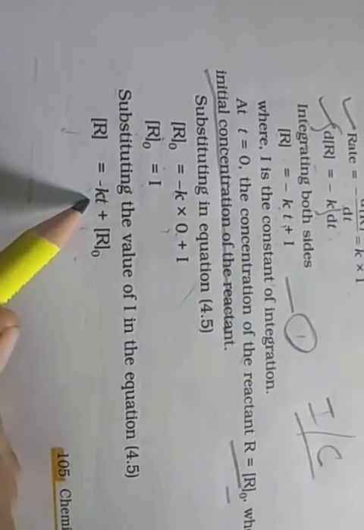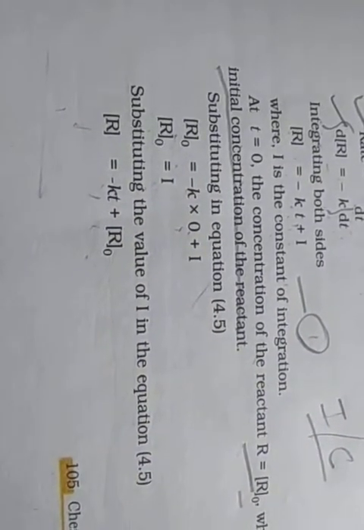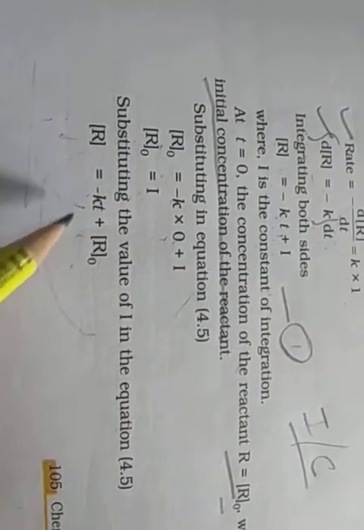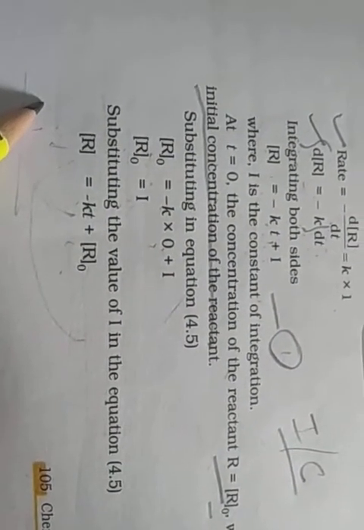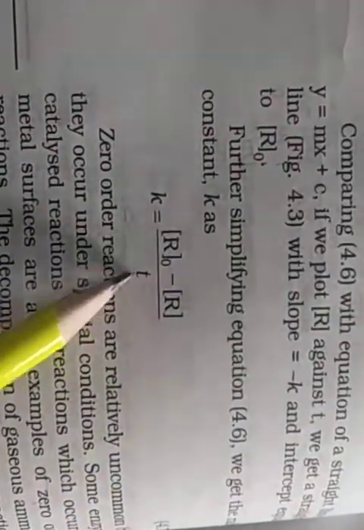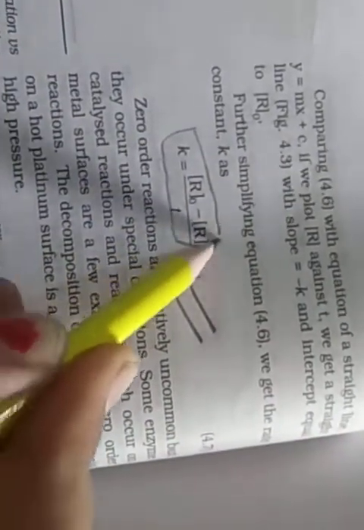Okay, and then kt goes to the left-hand side, and R goes to the right-hand side. So minus kt converts into plus kt, giving R naught minus R. Then t goes to the right-hand side, so divide by t. So k is equal to (R naught minus R) divided by t. So this is the rate constant for a zero order reaction. Okay, clear? Now examples of the zero order reaction.